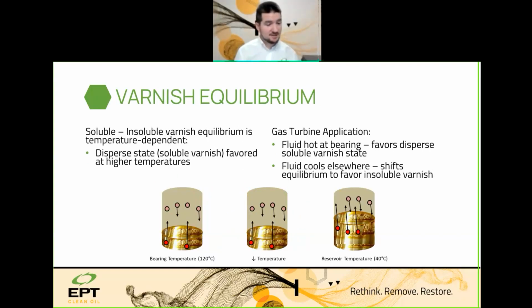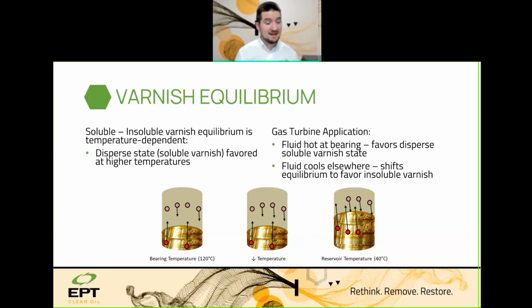As this relates to varnish, in our soluble-insoluble varnish equilibrium, soluble varnish is obviously the dispersed state. It will be favored at higher temperatures. Insoluble varnish, it doesn't get any more condensed than a solid. That is our condensed state, favored at lower temperatures. So again, we have this cartooned out showing the impact of temperature change on the soluble-insoluble varnish equilibrium. Consider at left, we have in red insoluble varnish, as part of a varnish deposit, and floating above it in the oil in pink, the dispersed state, soluble varnish. Consider it at the bearing temperature. This should be as hot as the oil gets in a turbine, for instance, about 120 C in a gas turbine application. So at the bearing, we have an equilibrium established between soluble and insoluble varnish.